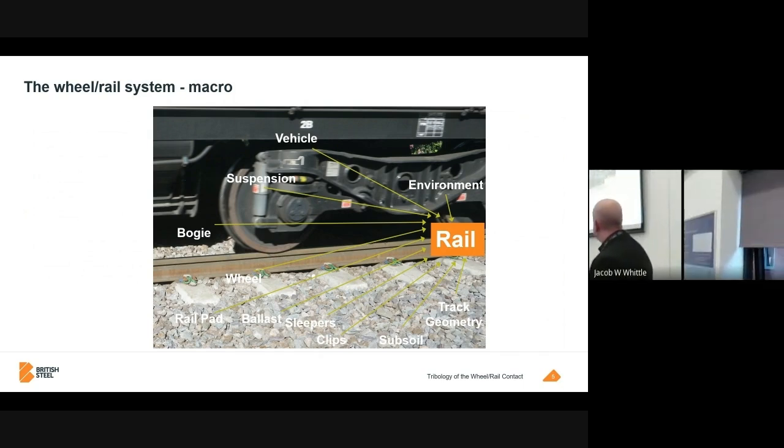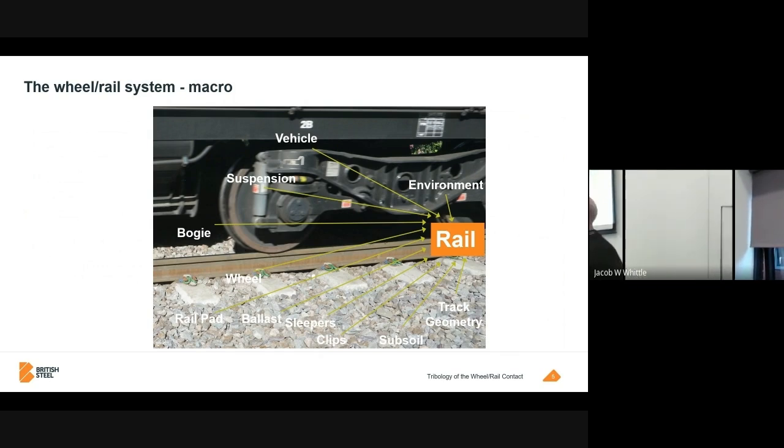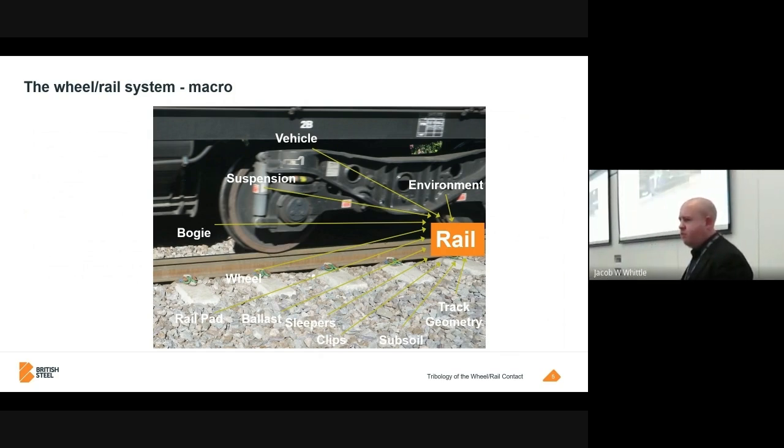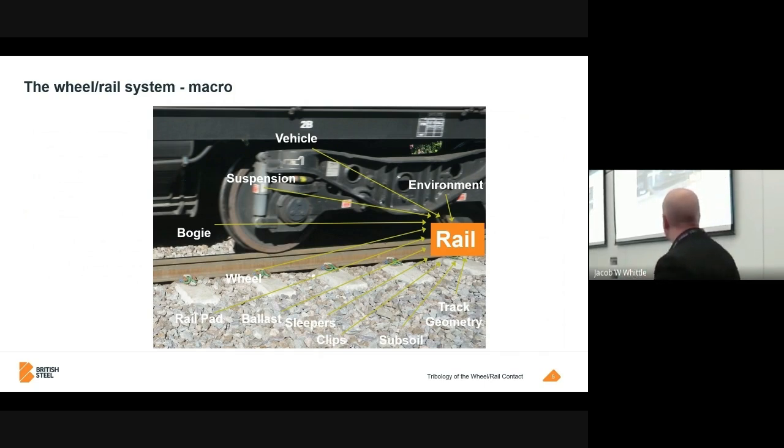You've got suspension, you've got the wheels, you've got the bogie frame itself. There's all sorts of different dynamic things going on there. You've also got what's going on underneath the rail, which we don't tend to really think about a lot when we think about the wheel rail contact. The sleepers, the ballast, the track stiffness, and the stiffness of the whole system are things that we should really take into account.